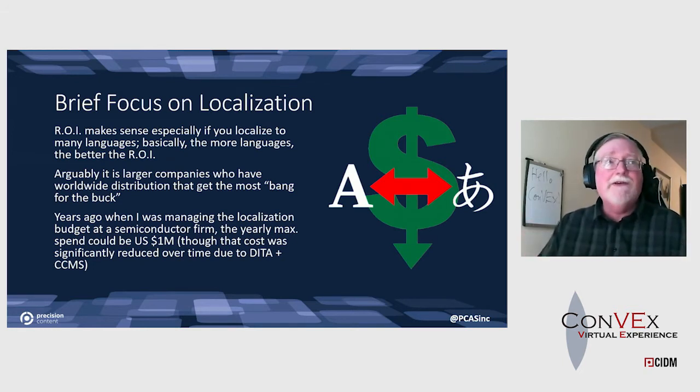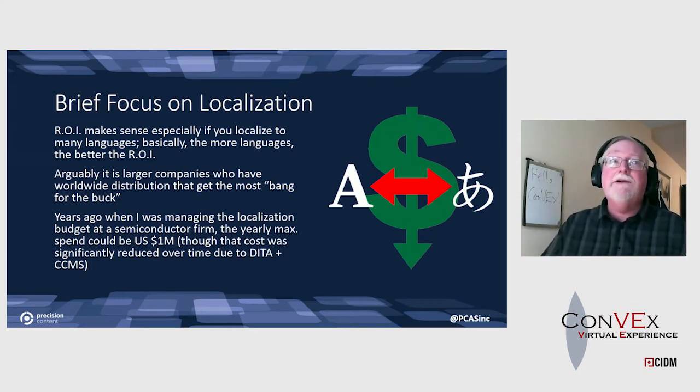As an example of this, years ago when I was managing the localization budget for a semiconductor firm, the yearly maximum spend could well be in the $1 million US range. Though I have to say that cost was significantly reduced over time due to DITA and a CMS. But the point being is that for some smaller companies, $1 million might be their annual revenue, never mind what the budget they would want to spend on localization.